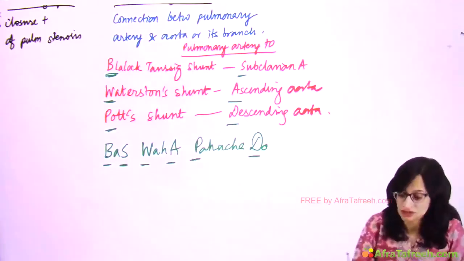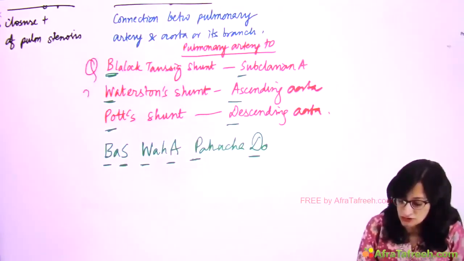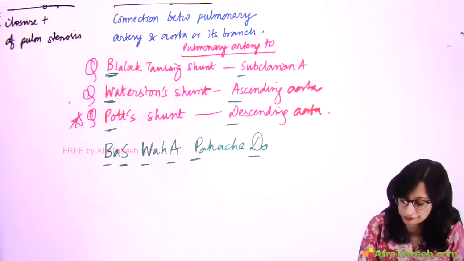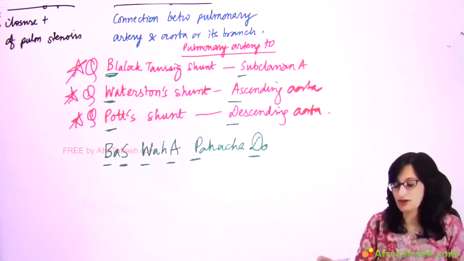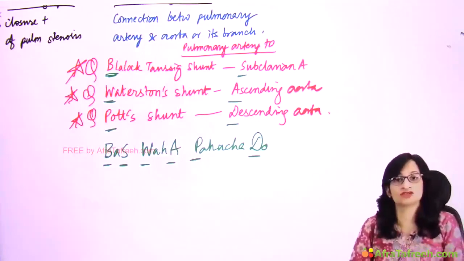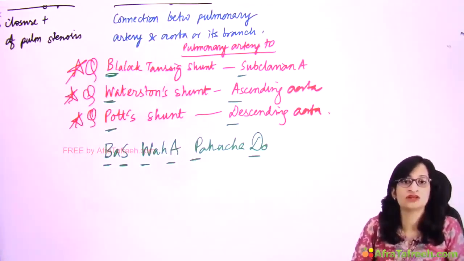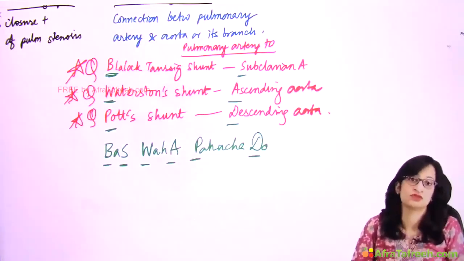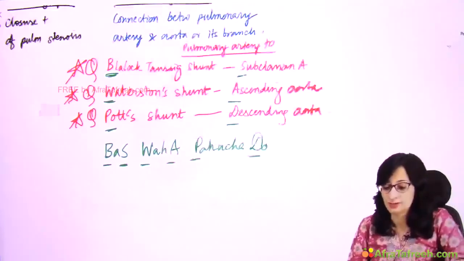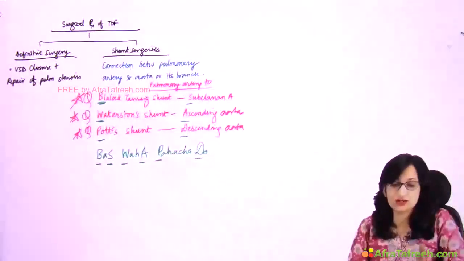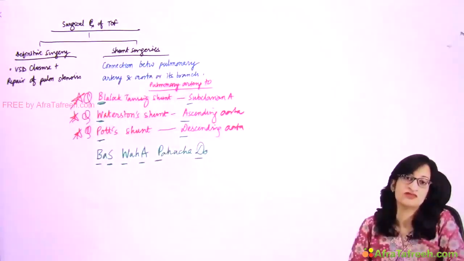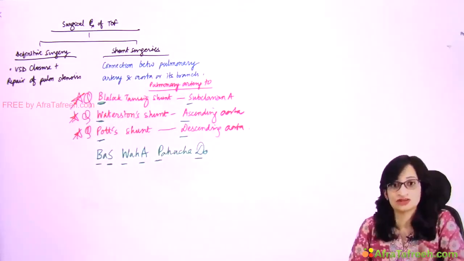So, these are very, very important shunt surgeries often asked in questions, okay, which connect pulmonary artery to aorta or its branch. So, more blood will go to the lungs and the symptoms of the baby will improve. Okay. So, that is about the surgical treatment of tetralogy of Fallot, the definitive surgery and some shunt surgeries.